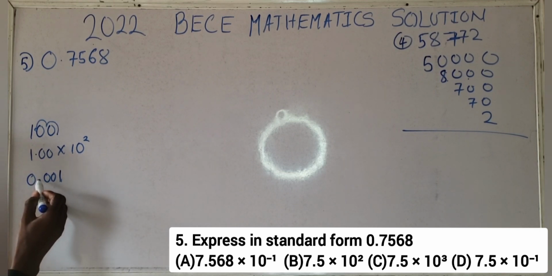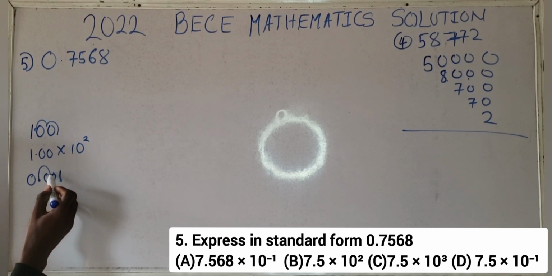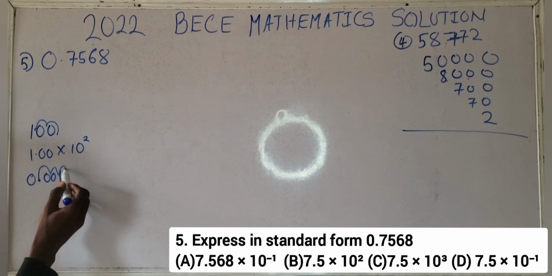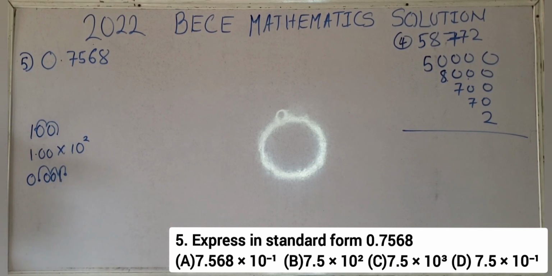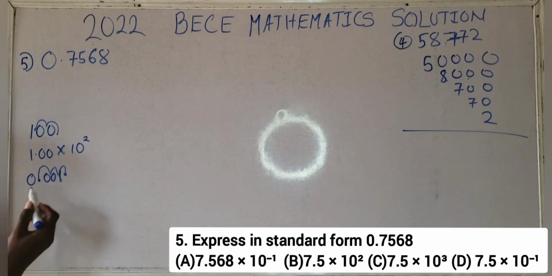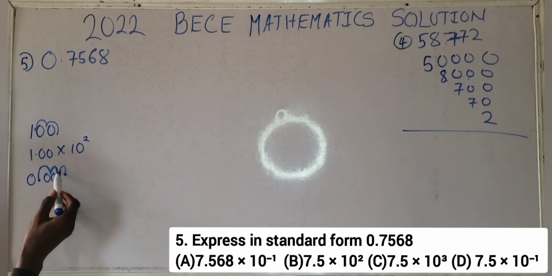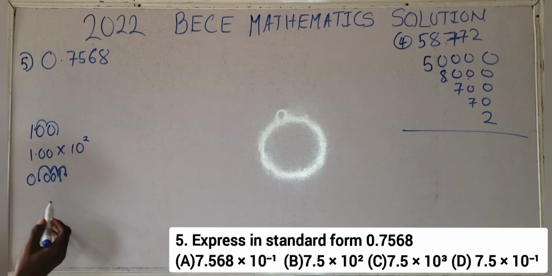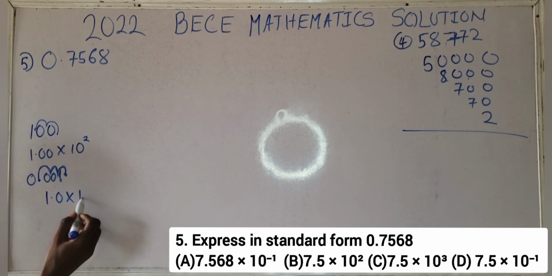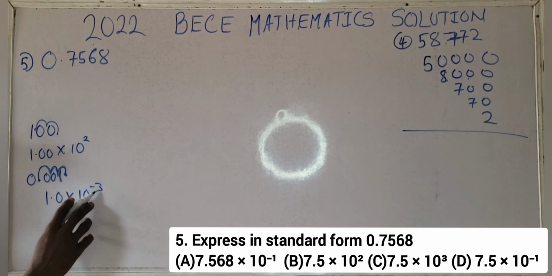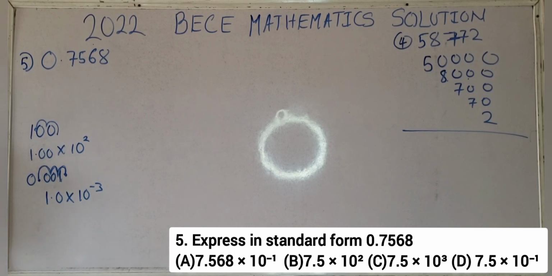That means you are going to move this decimal point to the right-hand side. And if you are moving to the right-hand side, that means that the power to which 10 is going to be raised will be negative. You understand? So here, I'm going to have 1, 2, 3. That means I'm going to have 1.0 times 10 raised to the power of negative 3. Why is this 3 negative? It is because we are moving towards the right-hand side.